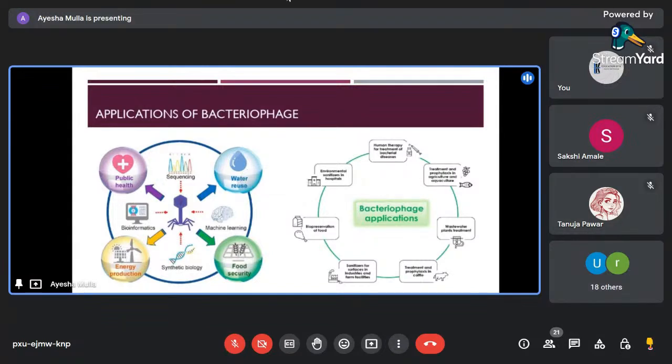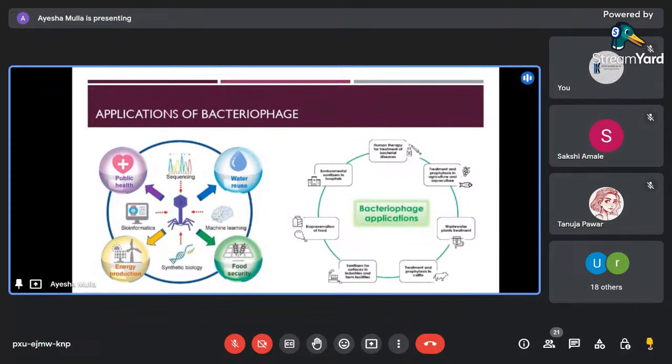Second is environmental sanitation of hospitals. Many hospital acquired infections can be transmitted by pathogens contaminating hospital surfaces, which is not efficiently controlled by conventional sanitation. Bacteriophage have been suggested as decontaminating agents based on their selective ability to kill specific bacteria. These can also be employed in industries.